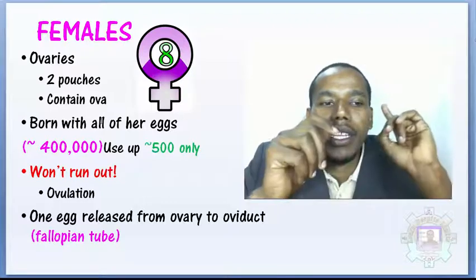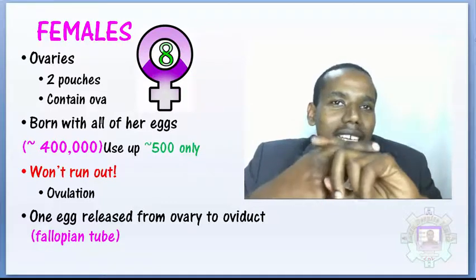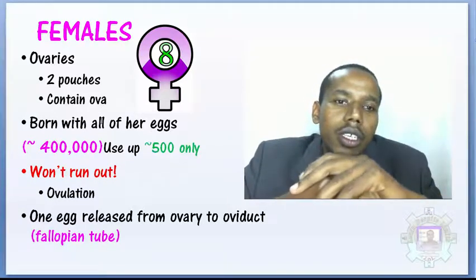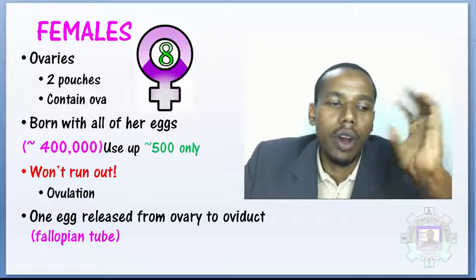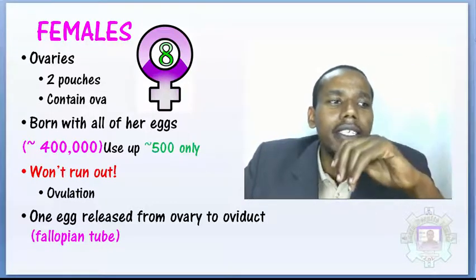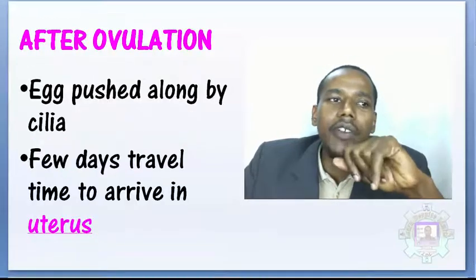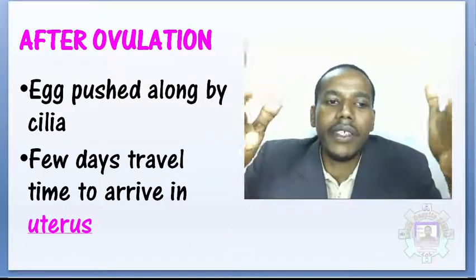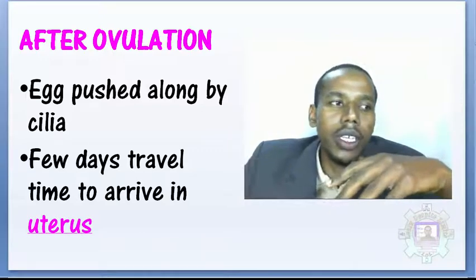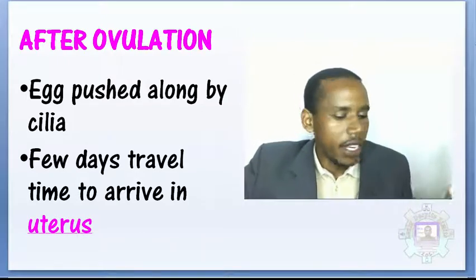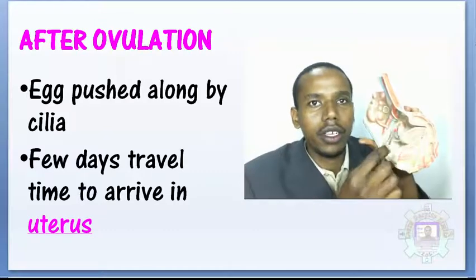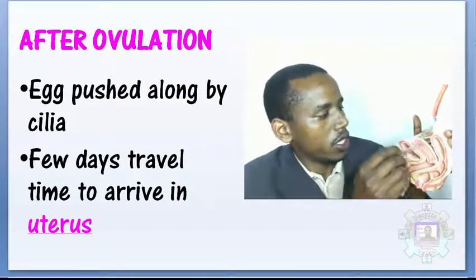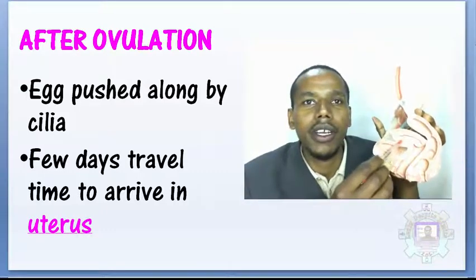But ovulation usually occurs once a month. That is the point. Once in a month, an egg is released into the oviduct, where it is expected to be fertilized. After ovulation, the egg is pushed along by the cilia, and in a few days it travels and arrives at the uterus. If the egg is released somewhere over here, it has to travel from here until it gets into the uterus. The implantation has to happen somewhere inside there.